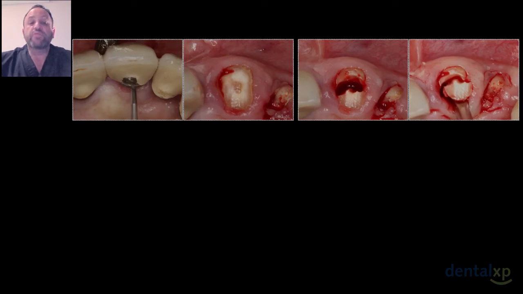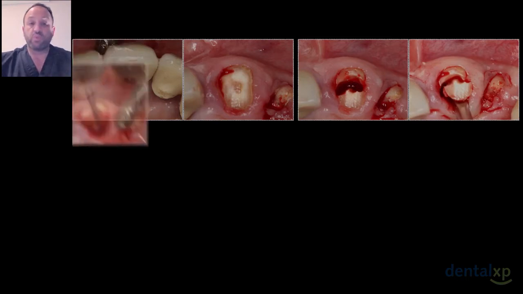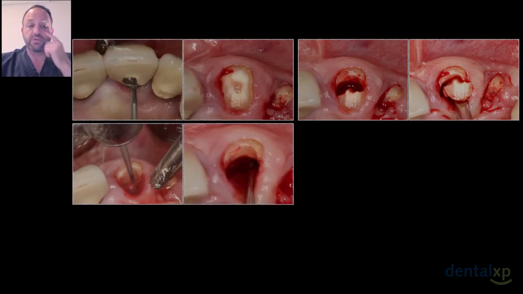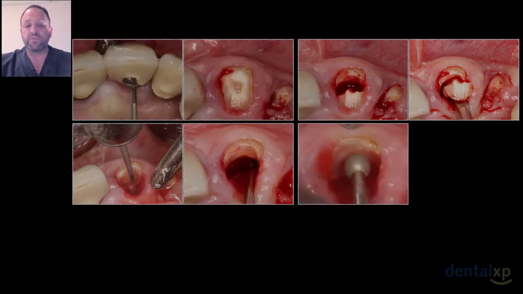Here you can see the removal of the palatal portion, and we'll go through this in more detail in the lecture. Once we've removed the palatal portion, there's the preparation of the socket shield, and you can see removing the apical portion, further preparation.